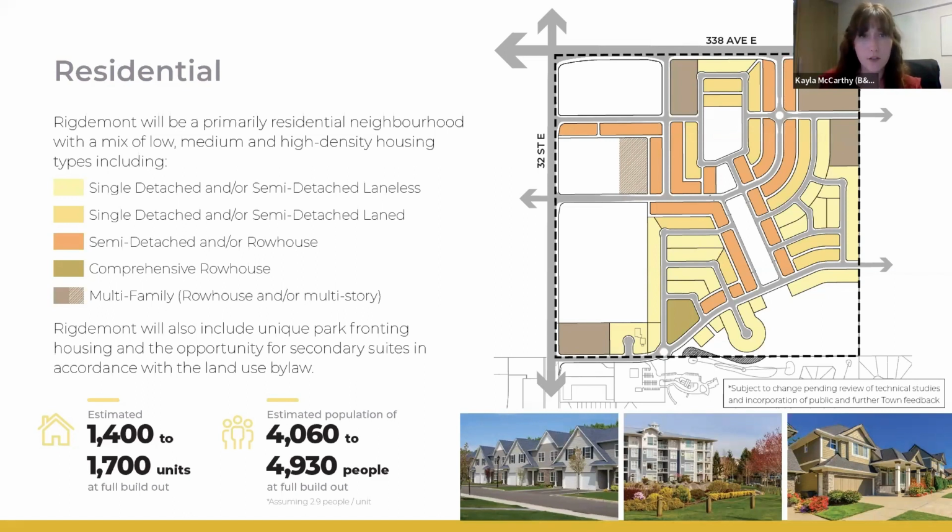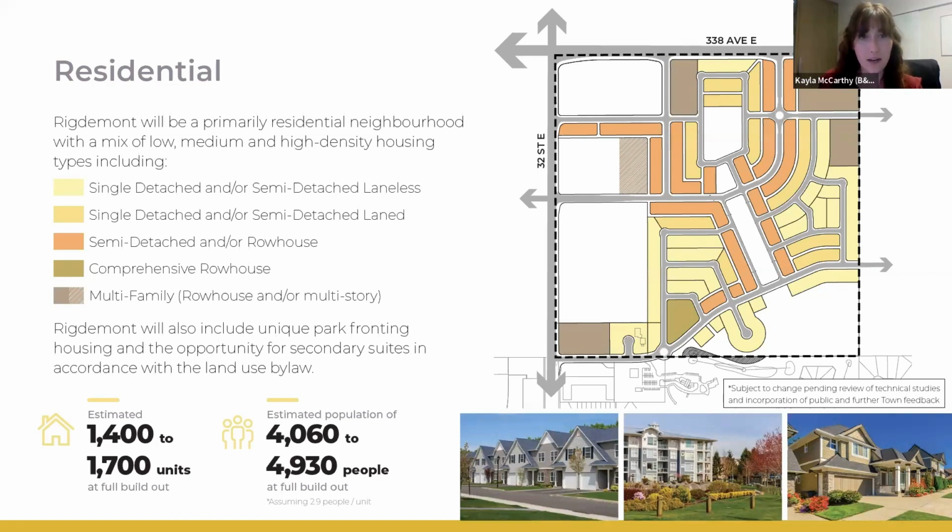So another unique feature of this community is the inclusion of park fronting homes in 2 locations. One in the northern part of the plan area here, and another in the central part of the plan area here. These homes have their front yards leading onto public park spaces and are accessed through back lanes. So these are quite unique housing types that you don't see in every community.